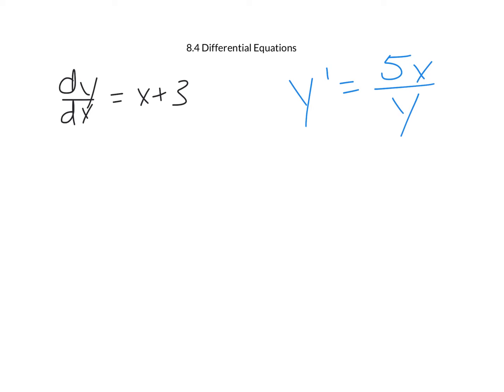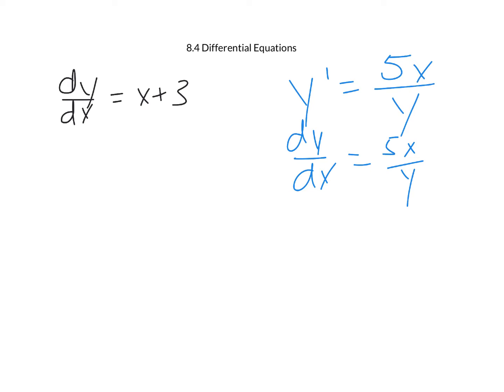8.4 differential equations. This should be one of our shorter videos. We're not doing everything in 8.4. A lot of the word problems we're going to forego, but we are going to still do differential equations. It is easier, so we have two different problems here. In my opinion, it is easier whenever you see a y prime to change it to dy dx. It's much easier to work with when we have this, okay?